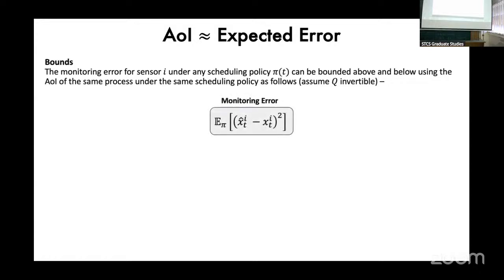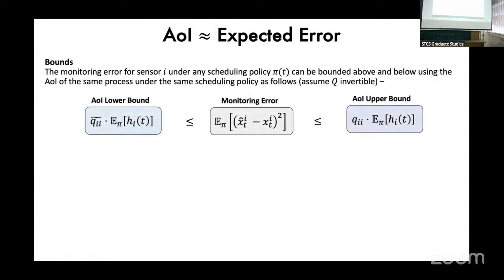So the main result is that our monitoring error is upper bounded by this age of information upper bound, which states that at any given point of time t, my error in dimension i is upper bounded by Q_ii, which is my variance in dimension i, times the age of information in dimension i. So what is the worst case error that I could have?